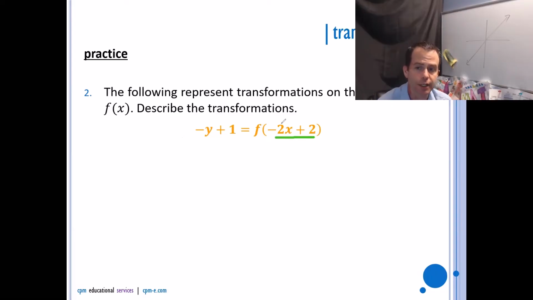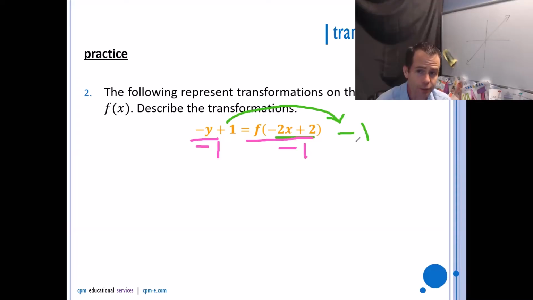So the very first thing you're going to do here is factor that -2 out of the -2x and the 2. The other thing you're going to have to do is bring that 1 over and it's going to become -1 on this side. But then you also have to divide everything by -1. Now, when you divide everything by -1, this term is another term. It also has to be divided by -1.